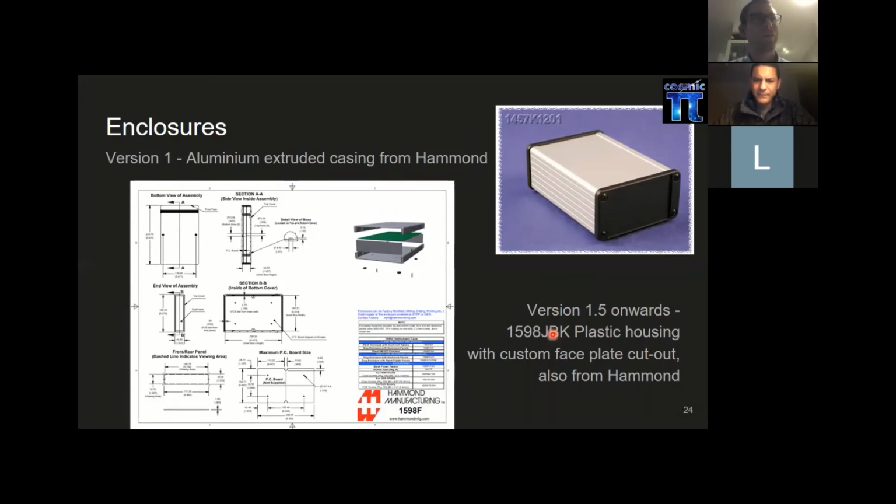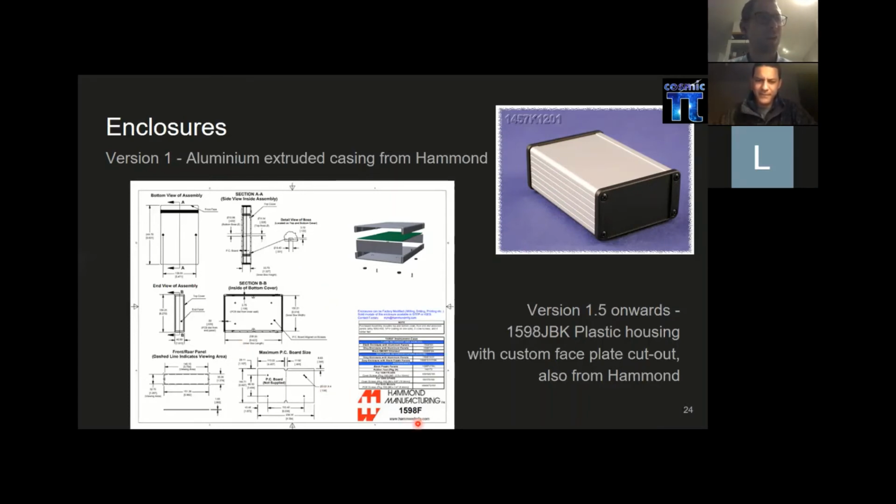So our very first enclosure was this really nice, shiny aluminium box from Hammond. And we had the faceplate custom machined to have the holes in it for the Arduino and for our GPS and for our indicator lights. From there, we moved on to a plastic box to allow us to fit bigger scintillators, and also to ensure we didn't have any unwanted shielding effects from the aluminium when we were able to integrate Wi-Fi. So this is the part from Hammond that we use now.